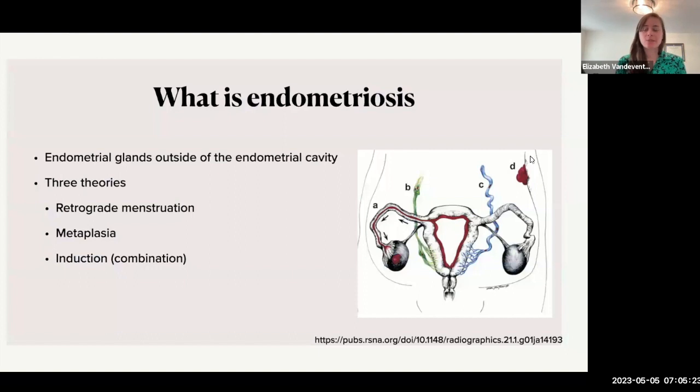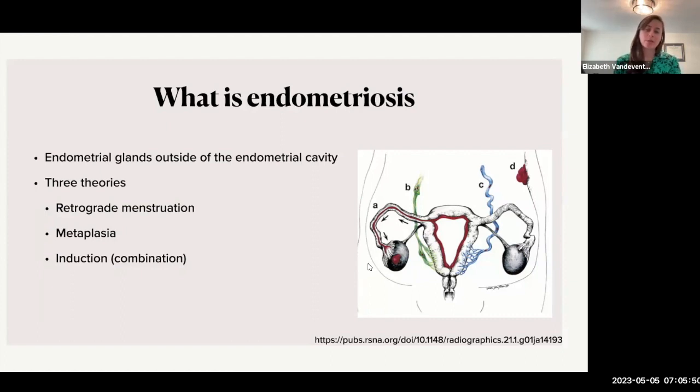So what is endometriosis? Technically, the definition is when endometrial glands exist outside of the endometrial cavity and outside of the uterus. There are three main theories for how this happens. One is retrograde menstruation, where it's believed that during menstruation, instead of the cells sloughing off and progressing out through the vagina, they progress backwards through the fallopian tubes and land on the ovary or in the peritoneal cavity.